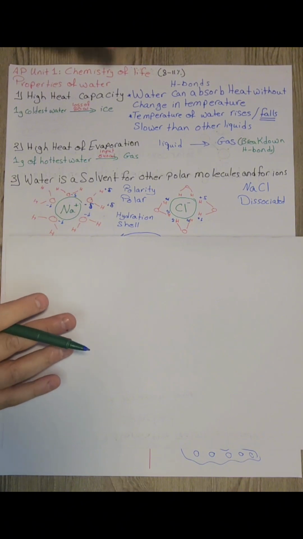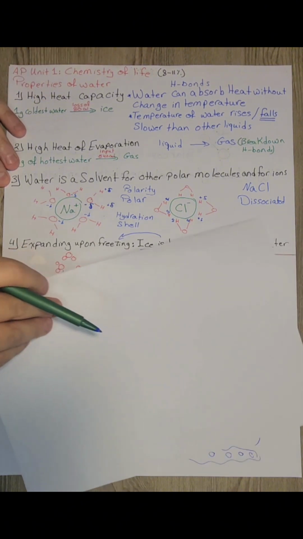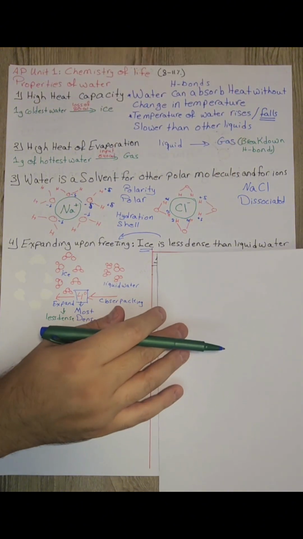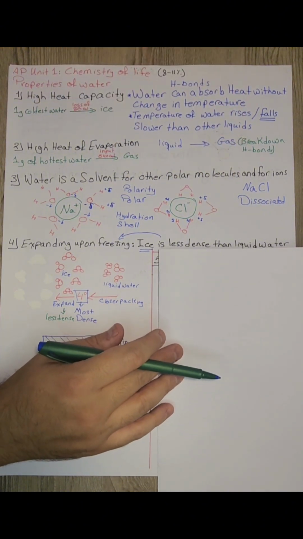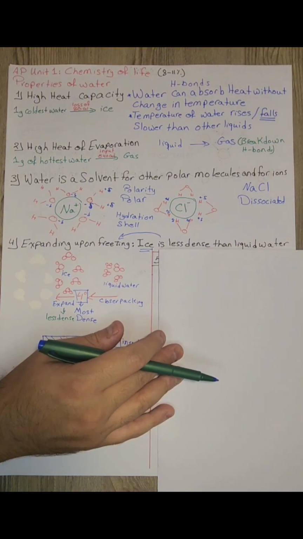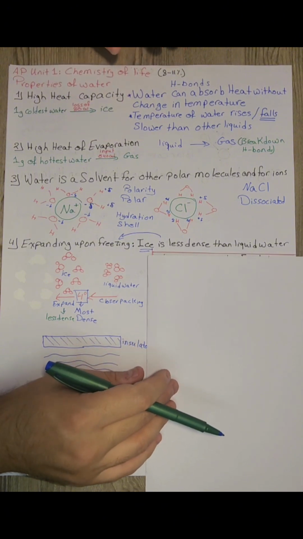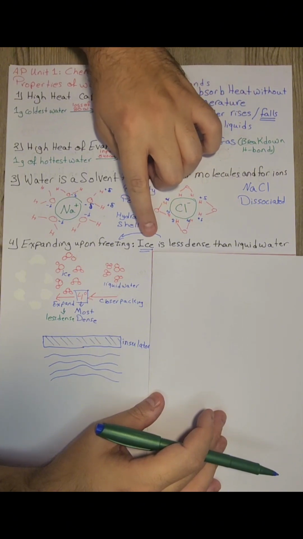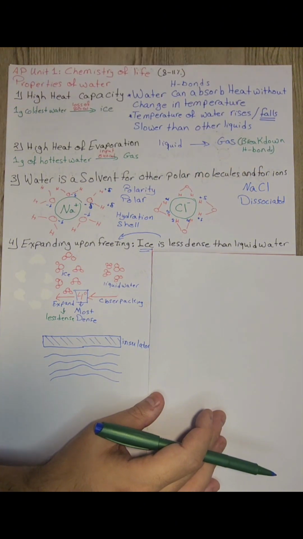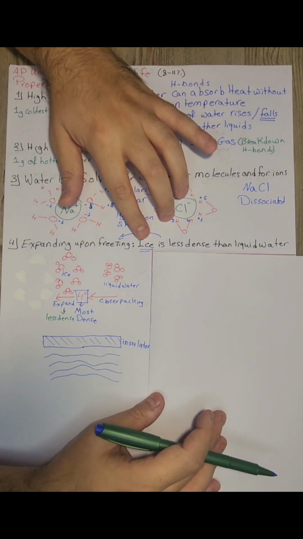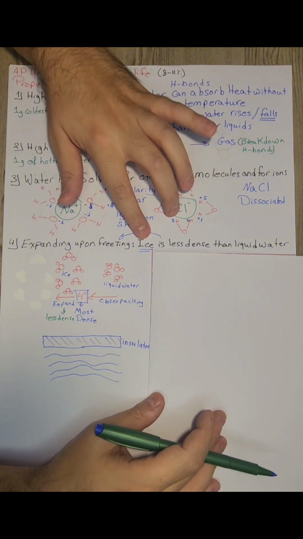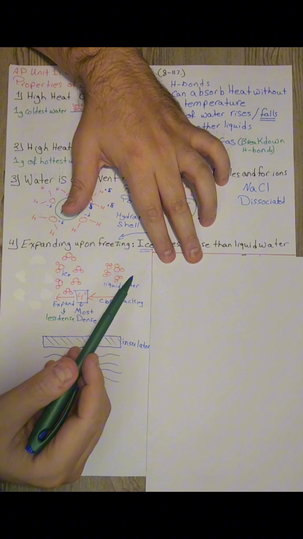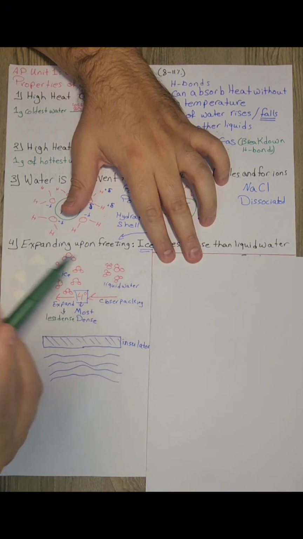Now let's move directly to property number 4, which is expanding during freezing. In other words, expanding during freezing can be described simply by saying that ice is less dense than liquid water. We all know that ice is less dense than liquid water. But why is this the case? Because the behavior of water molecules when temperature decreases is a bit surprising.